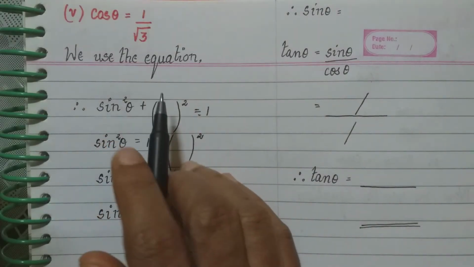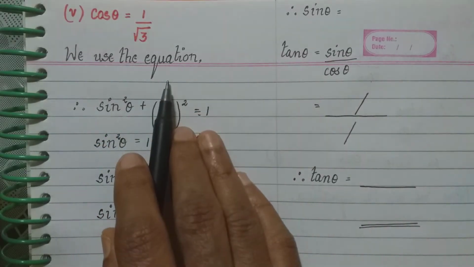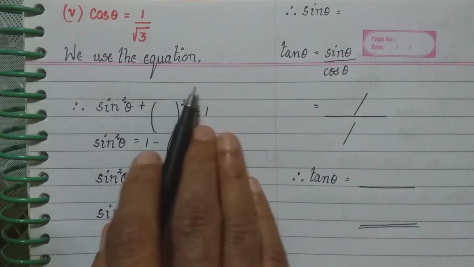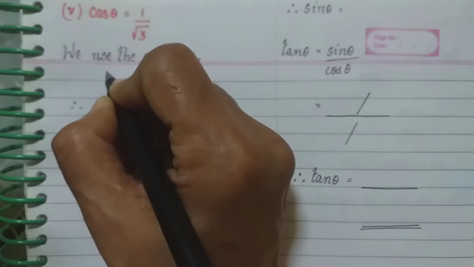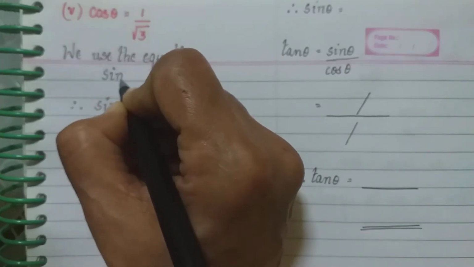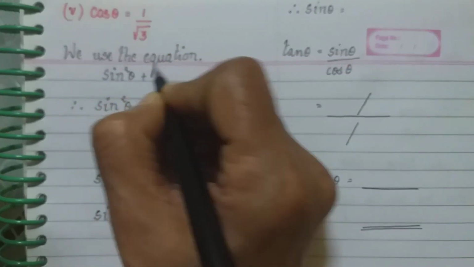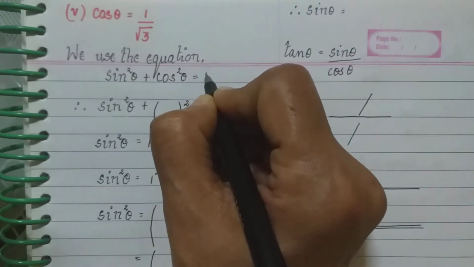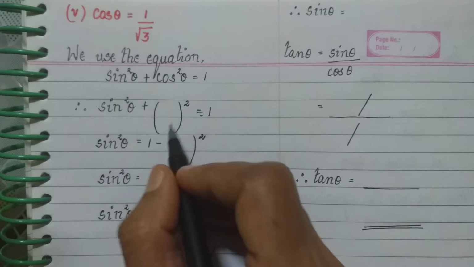Fifth sub question. Cos theta is 1 upon root 3. So we have to find sin theta and tan theta. Again we use the equation sin square theta plus cos square theta is equal to 1. Now cos theta is 1 upon root 3.